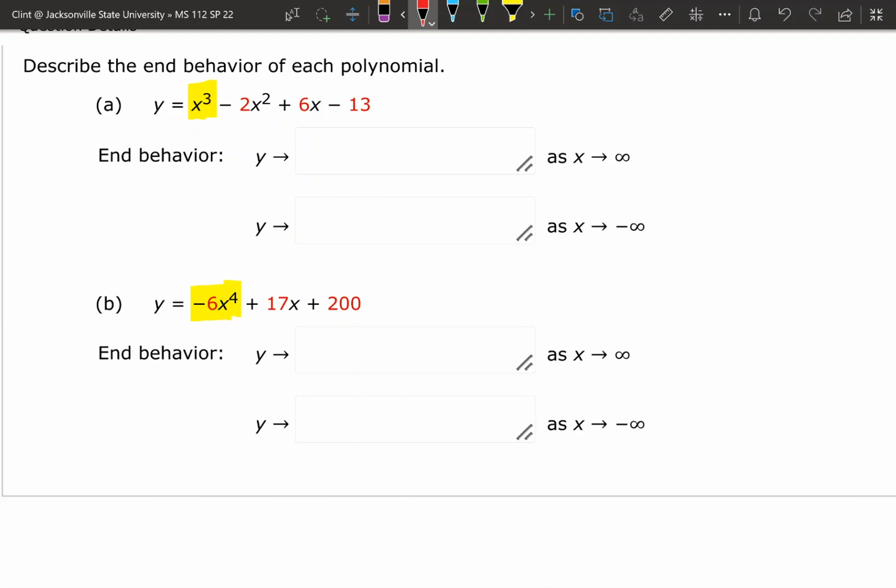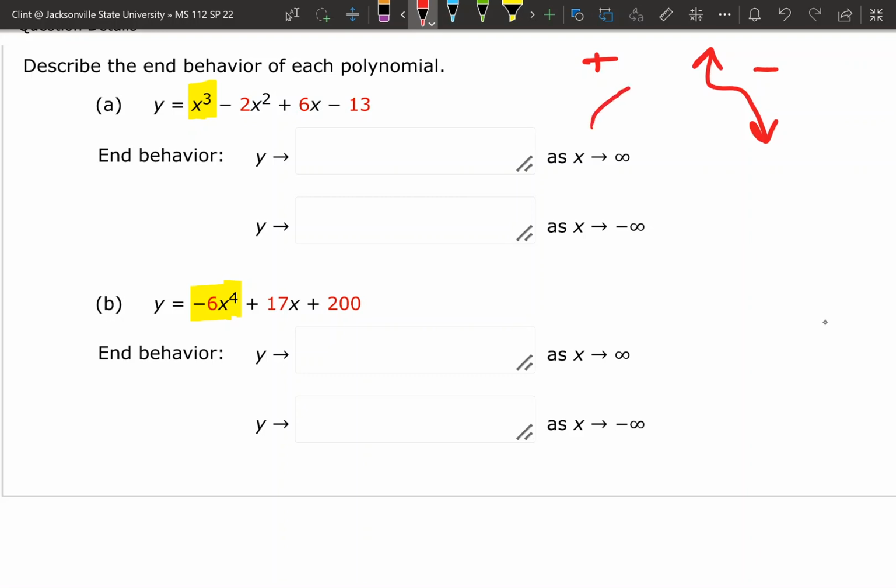Okay, so on A, we've got a leading term of x cubed. So that has an odd exponent. So we know the ends go in opposite directions. So it's got to be one of these two situations where it goes down to the left, up to the right, or up to the left, down to the right. And then the way we figure that out is if we have a positive leading coefficient, that's our situation. Or if we have a negative leading coefficient, that's our situation.